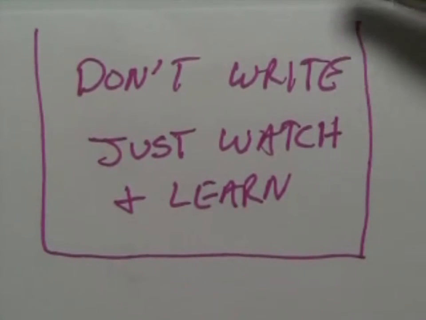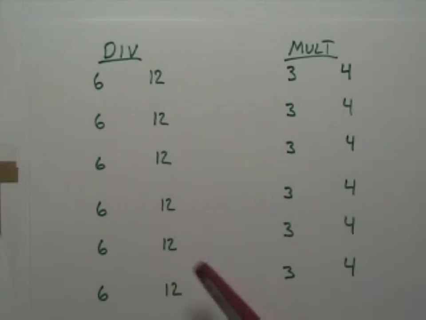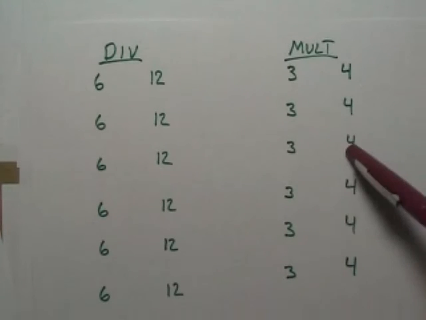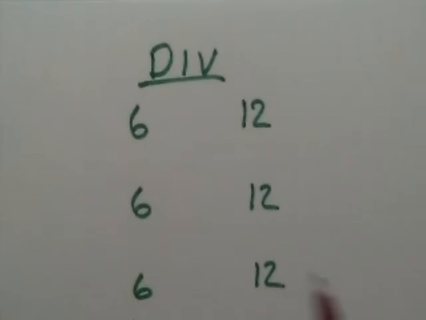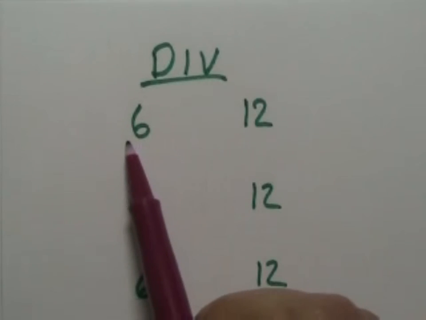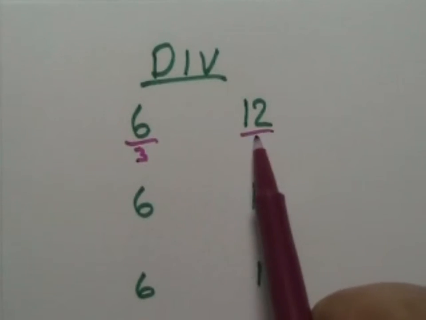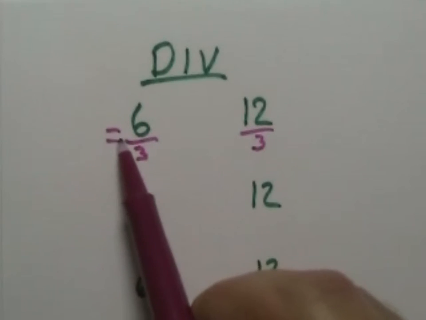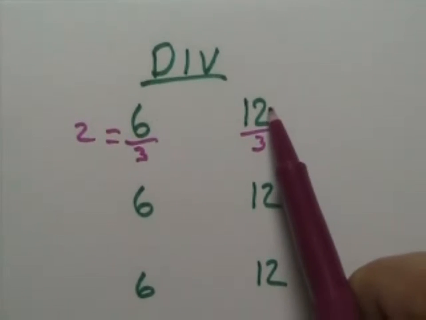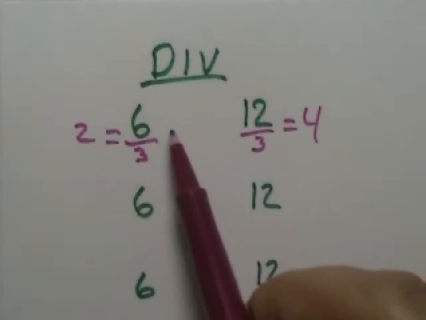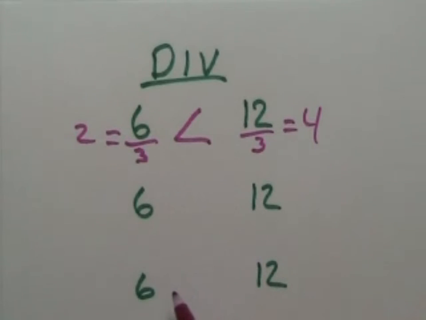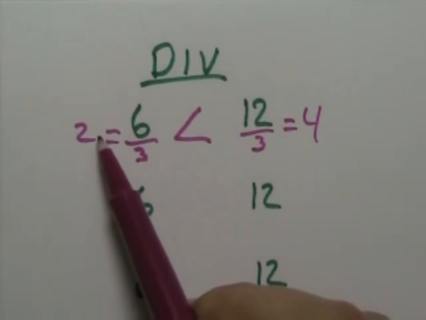Okay, I need to explain something to you before we get started, so don't write this, just watch and learn, please, silently. I'm going to do some dividing and then some multiplying with two numbers and see if we can see a pattern. So let's say I take the numbers 6 and 12 and I divide by 3. If I divide 6 by 3, that's 2, and if I divide 12 by 3, that's 4. So looking at 2 and 4, we know that 2 is less than 4. So if I divide by 3, this is going to be less than.